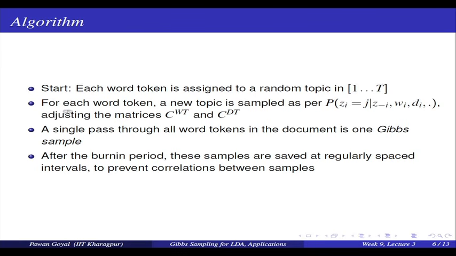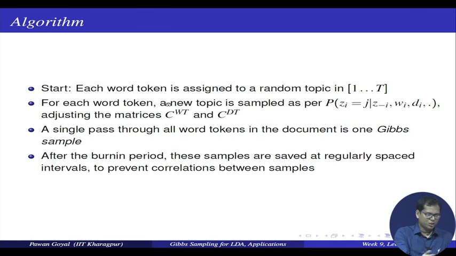Now in each iteration, for each word token you sample a new topic as per this distribution. We have seen that once you have the matrices formulated, you can find this probability distribution, and you can sample a topic from a multinomial distribution. Then you put that topic for that word and accordingly adjust your two matrices. When you make a complete single pass through all the words in your corpus, that is called one Gibbs sample. Then you will do it again and again and again.